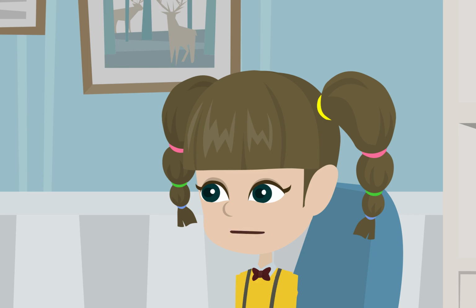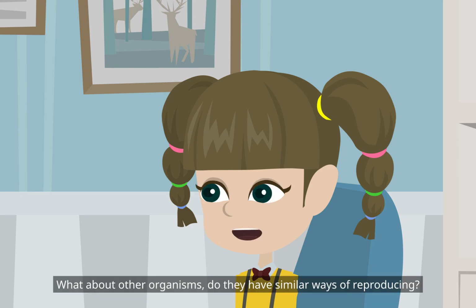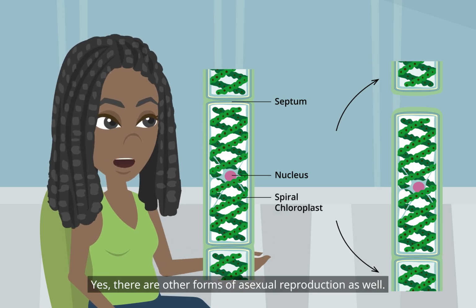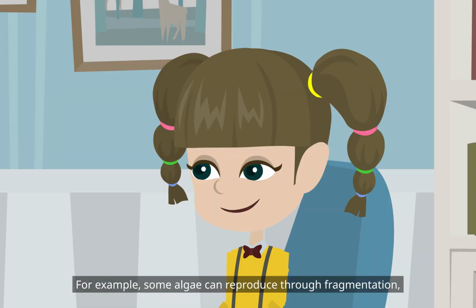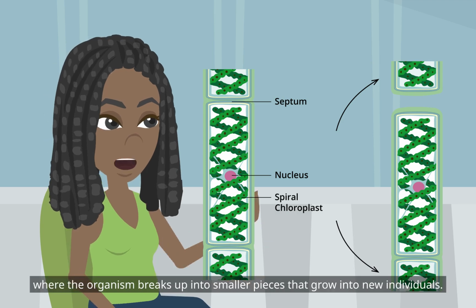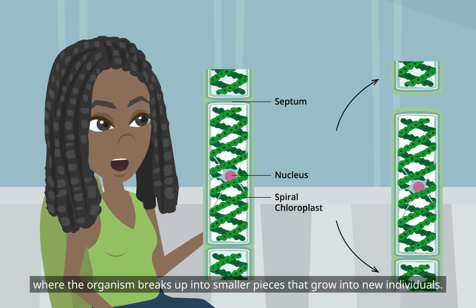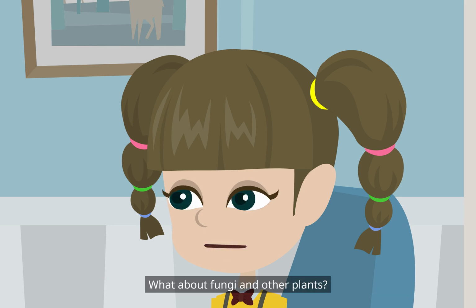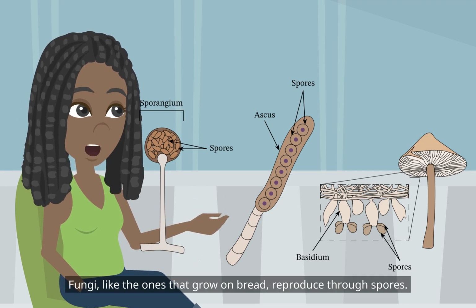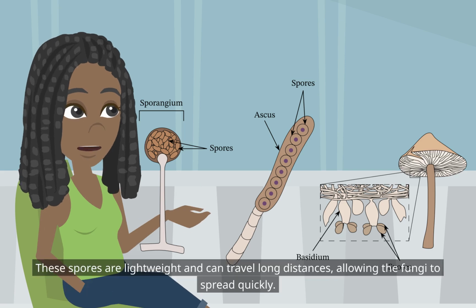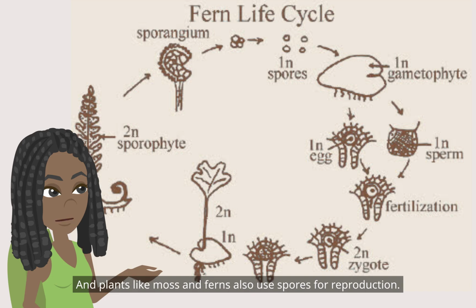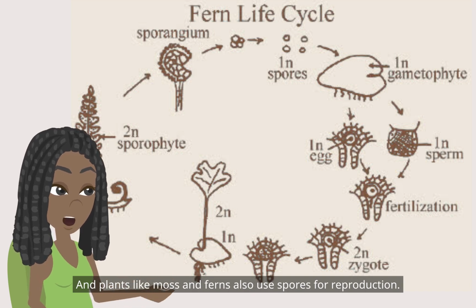That's amazing. What about other organisms? Do they have similar ways of reproducing? Yes, there are other forms of asexual reproduction as well. For example, some algae can reproduce through fragmentation, where the organism breaks up into smaller pieces that grow into new individuals. I see, so the fragments can just keep growing and multiplying. What about fungi and other plants? Fungi, like the ones that grow on bread, reproduce through spores. These spores are lightweight and can travel long distances, allowing the fungi to spread quickly. And plants like moss and ferns also use spores for reproduction.